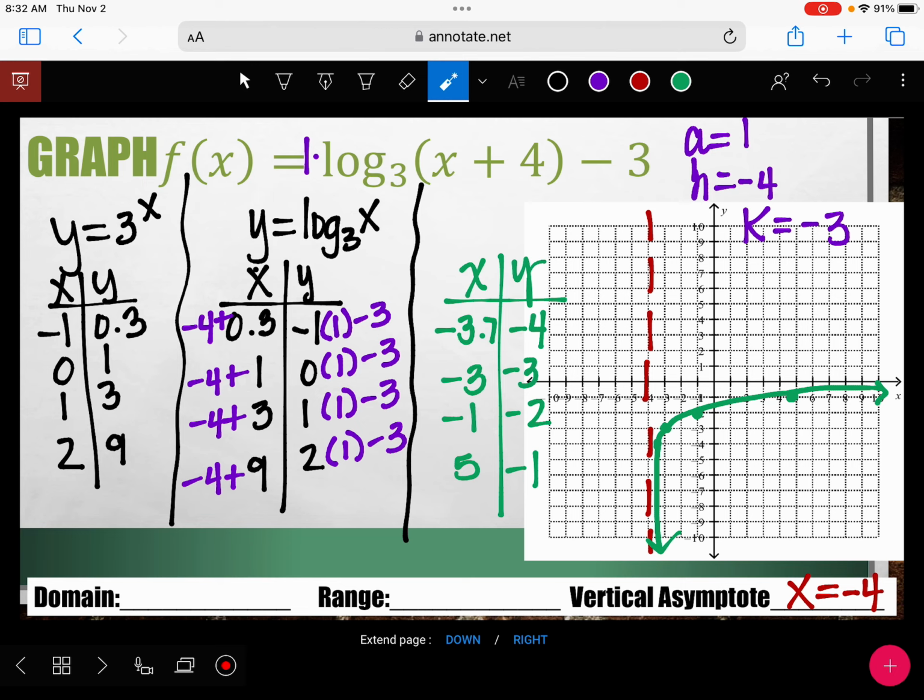So your domain would be h to infinity. So what would that be? What would you write? -4 to infinity. And your range would be what? All real numbers. All right, I want you all to try to do example 4 by yourself. Take about 5 minutes. Create your 3 tables, and then we'll go through it together.